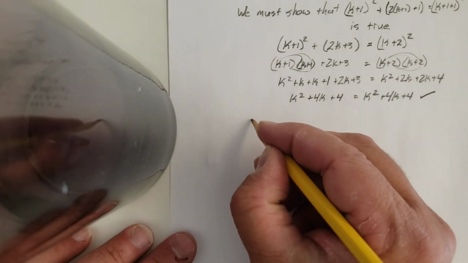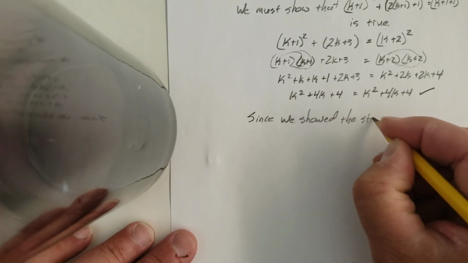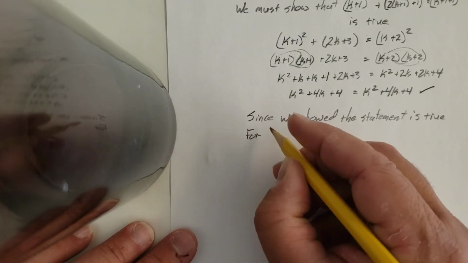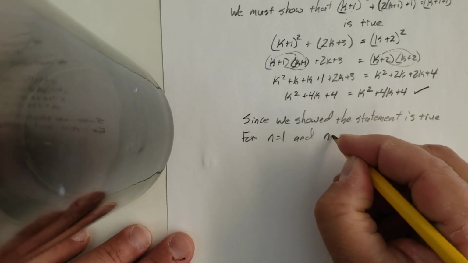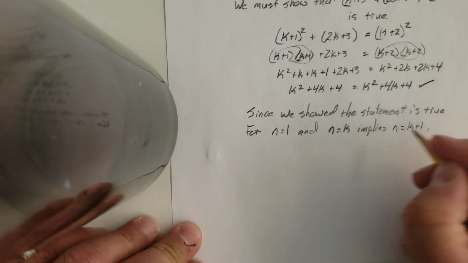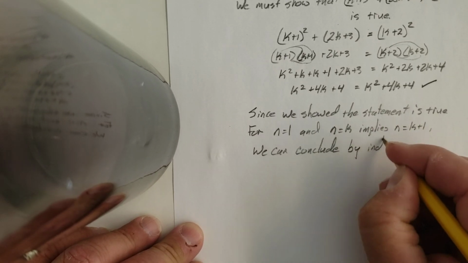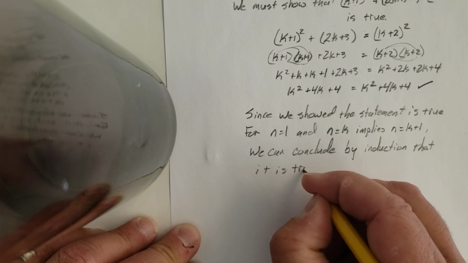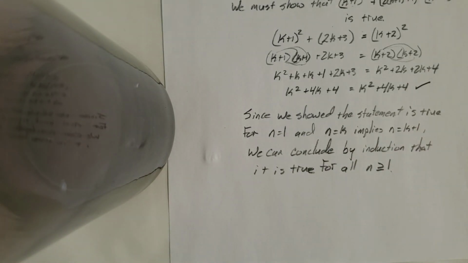So, we go to our last point. Since we showed the statement is true for n equals 1 and n equals k implies n equals k plus 1, we can conclude by induction that it is true for all n greater than or equal to 1. Okay? And that's the whole thing.